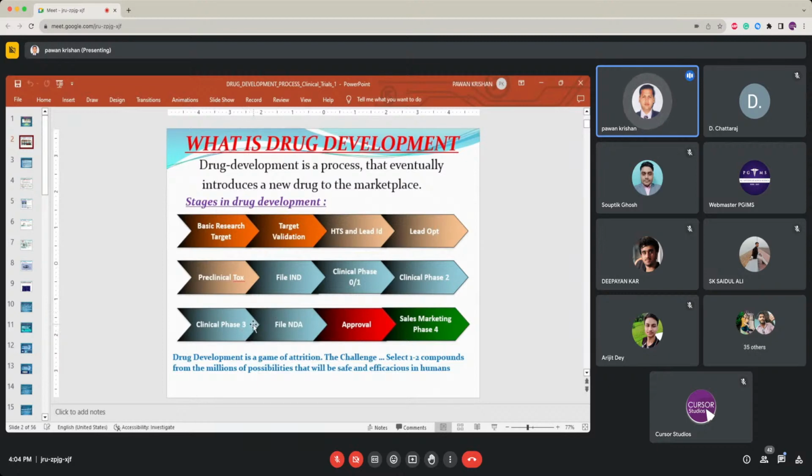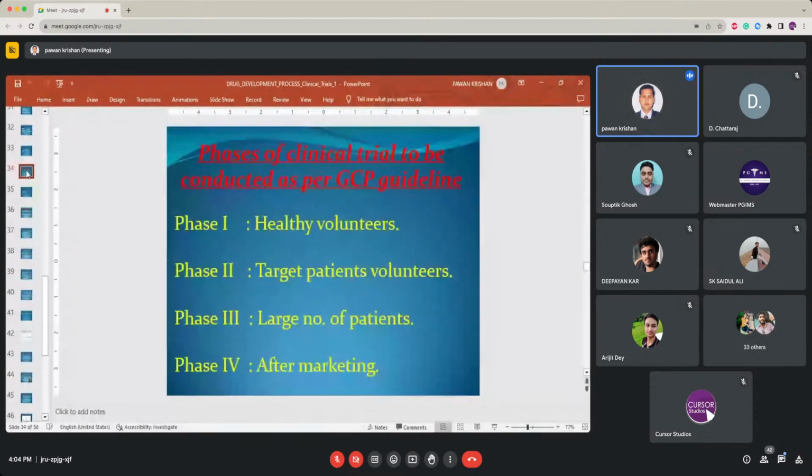So once you are through with phase 3, you go for applying for an NDA, that is the new drug application, and you get a license to market the drug or approval of a drug, and you can market it. But still there are requirements that after getting approval, you have to monitor it for 2 years to 5 years, depending on the type of drug. The norms are varying. So post-marketing surveillance studies have to be carried out.